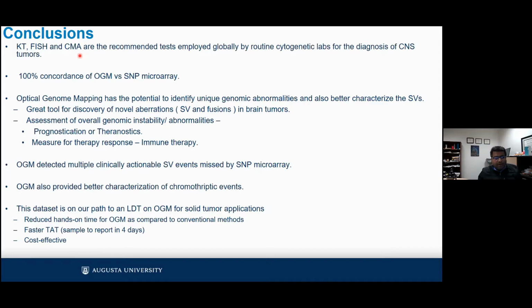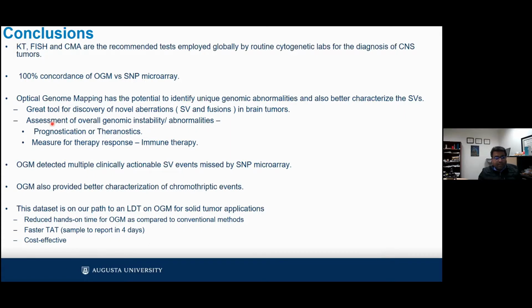In our study, in initial data, we have shown there's 100% concordance of optical genome mapping versus SNP microarrays. But what I think is the importance of optical genome mapping is its potential to identify unique genomic abnormalities and also better characterize the structural variants, which are at a very high resolution and at granular level. I think it's a great tool for discovery of these novel aberrations, especially the structural variants and fusions in adult brain tumors, which I think were limited in the TCGA data because of the platforms which were used.